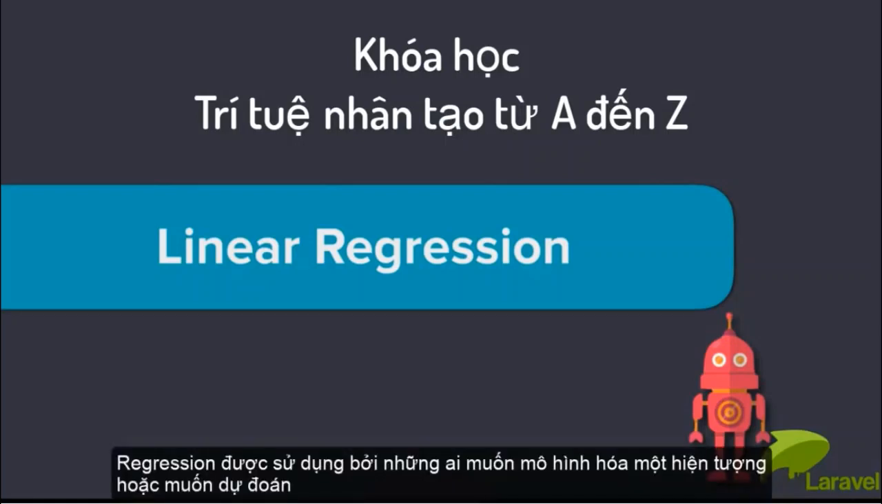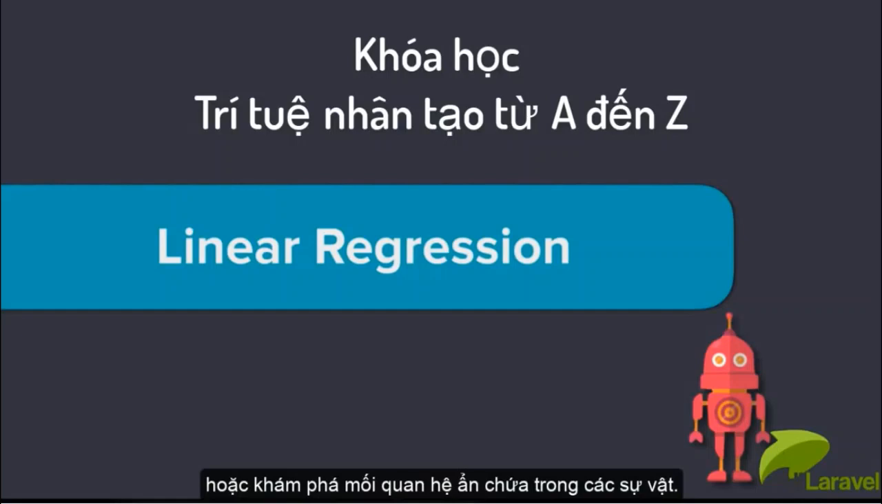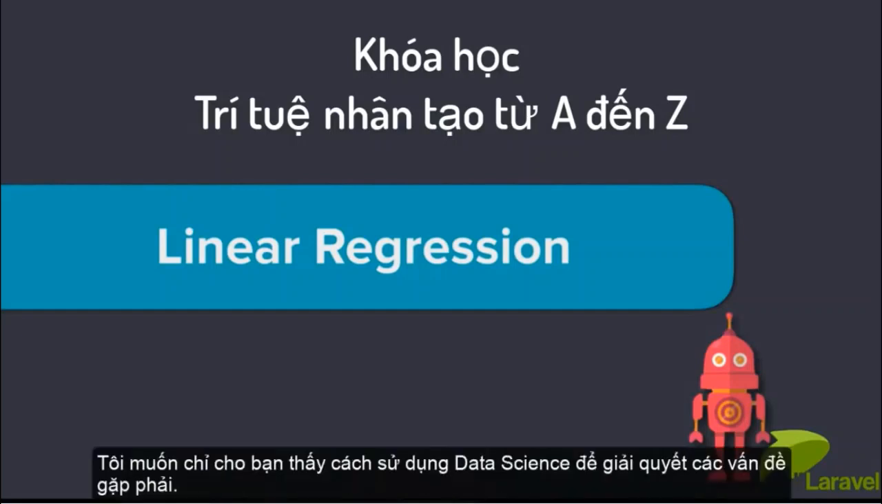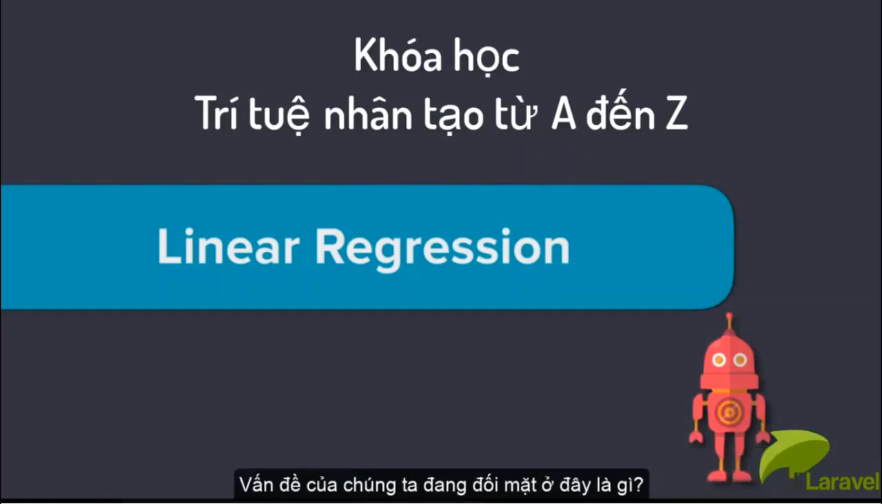You'll find people using regression whenever someone is looking to model a phenomenon or make a prediction or discover the hidden relationships among things. Also, I want to show you how to solve problems using data science. So what kind of problem are we going to look at?